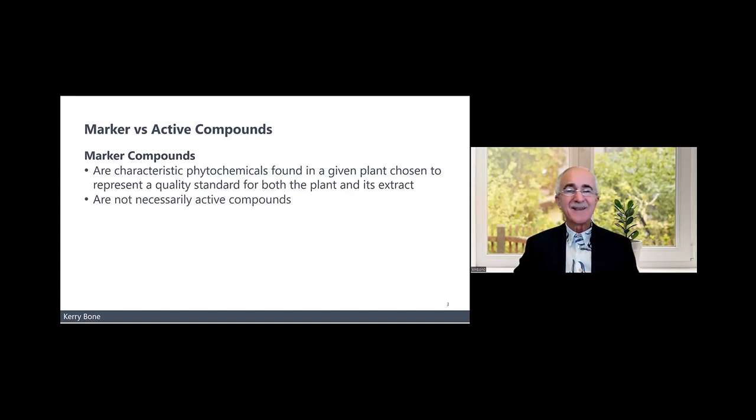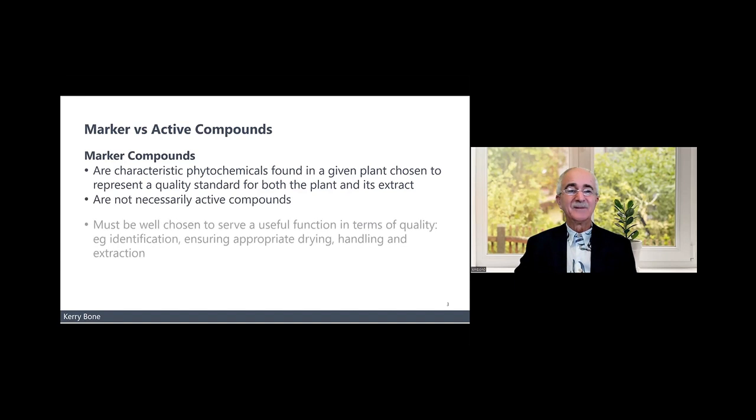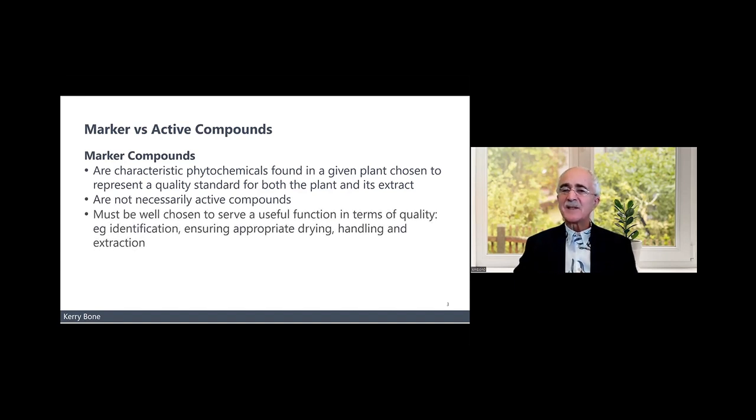Now, the drawback is they're not necessarily active compounds. So you can still get variable activity when you fix to marker compounds if the true active compounds are elsewhere in the plant and in the other phytochemicals, and they're not being fixed to a consistent level. So for this very reason, they must be chosen quite well to serve a useful function in terms of quality and applied overall throughout the manufacturing process in terms of identification, ensuring appropriate drying, handling, and extraction of the herb.